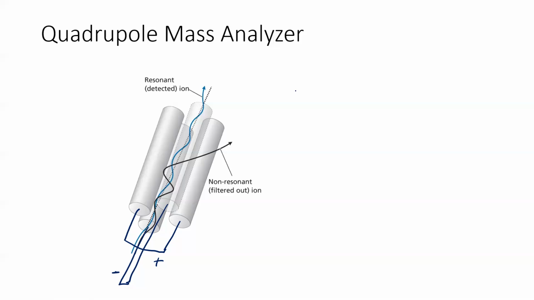Okay, so RF and DC applied to opposing pairs.